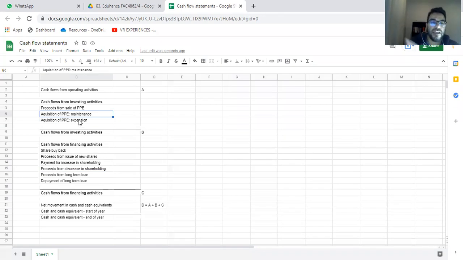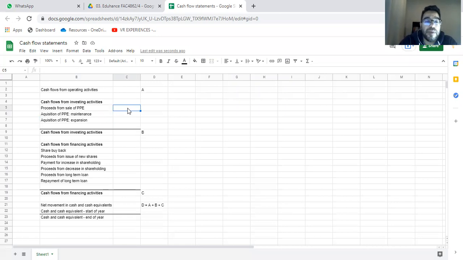But what is technically correct, that's fine what they are doing. You just need to show acquisition of PPE, maintenance, acquisition of PPE, expansion. For their purposes, you will list the specific PPE. So acquisition means you made a payment, so it's an outflow. Proceeds you sold, so it is an inflow. And the same principle applies to any intangible asset.